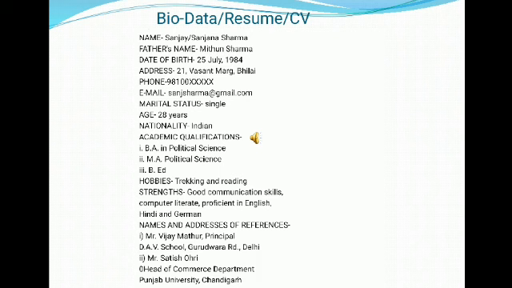So this is biodata. With this, I hope that you have understood how a question based on a job application will be there and how it should be solved in the appealing letter and in the form of a biodata.